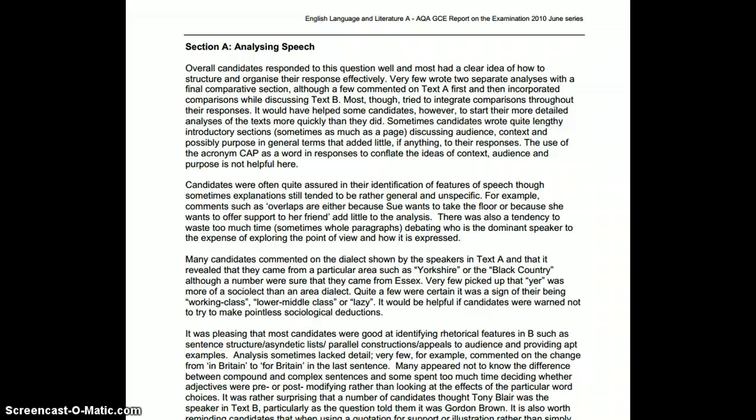Sometimes candidates wrote quite lengthy introductory sections, sometimes as much as a page, discussing audience, context, and possibly purpose in general terms that added little, if anything, to their responses. I think they've got a good point about your intro. You should try and make it as concise as possible, but you still need to get in all the elements of audience and purpose and context, so that when you're discussing it, you can always connect back to it, but do try to be concise.